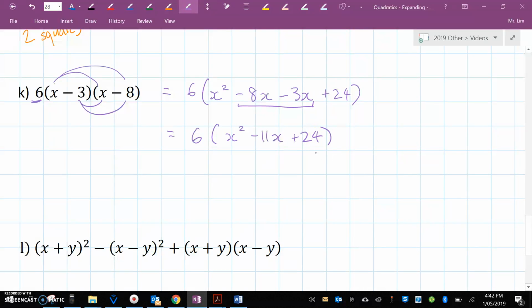Now we can multiply everything inside of the brackets by the 6. That gives us 6x squared minus 66x plus 144.